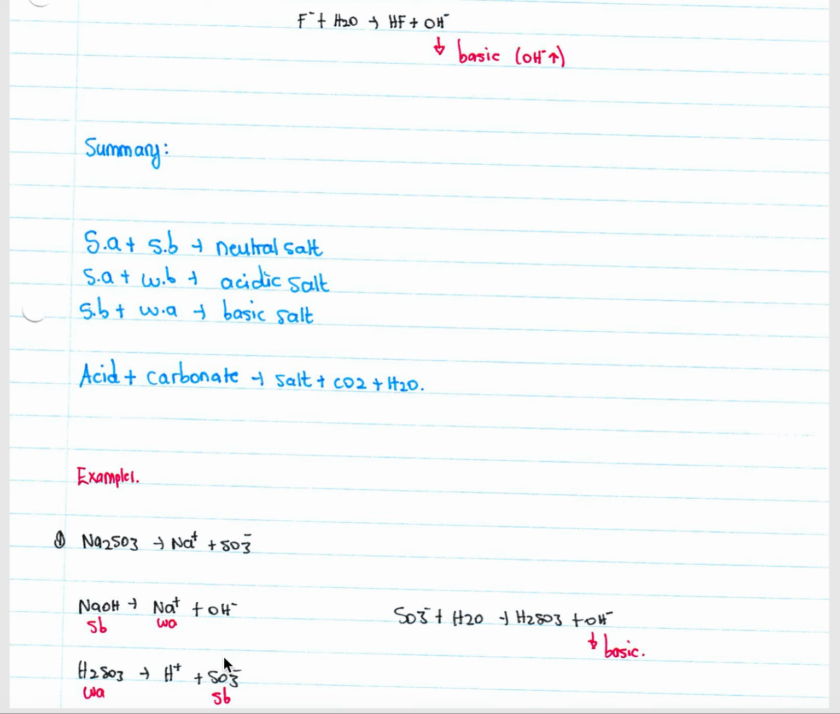We take SO3 minus, being the strong base, plus water to form HSO3 minus, as SO3 is a base and will accept the proton, and water as an acid will donate a proton, giving OH minus. OH minus is an indicator of a basic solution, and therefore your solution would be basic.